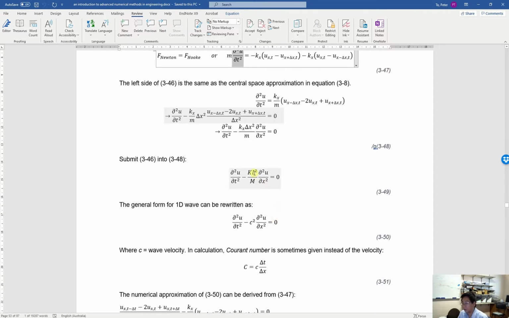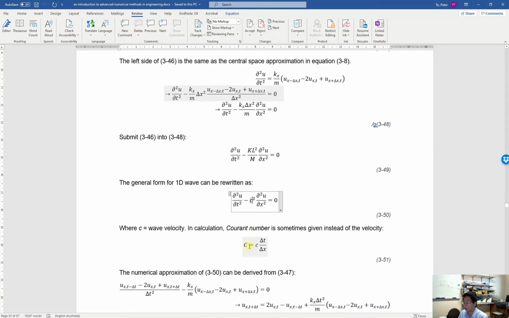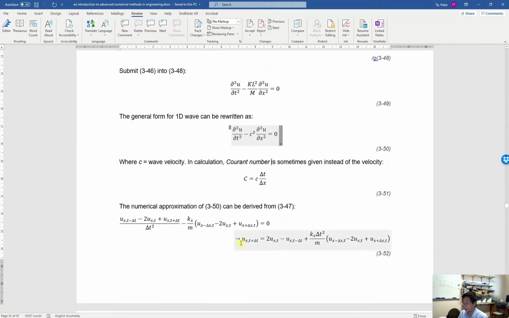Sometimes we can arrange it in terms of c, which is calculated from K, L, and M, and c is the velocity of the wave or the sound. Sometimes you can have it in the form of the Courant number, which is calculated from the velocity, the delta t, and the delta x you have for your simulation. And here is the final solution for the approximation. You can calculate the positions of the elements at the next time step, t plus dt, based on the current time step, the previous time step, and the positions at the current time step of the adjacent masses.